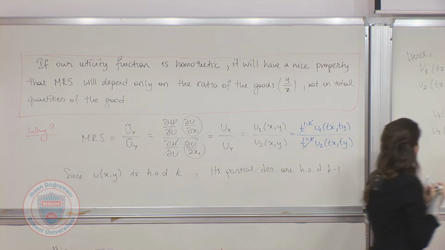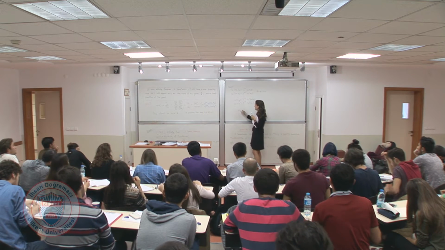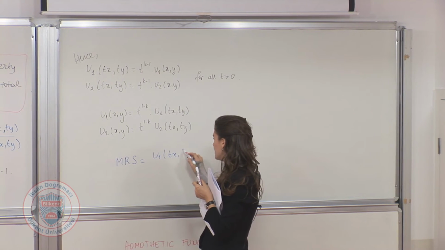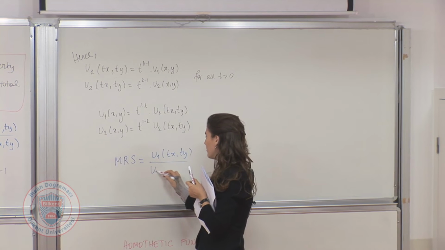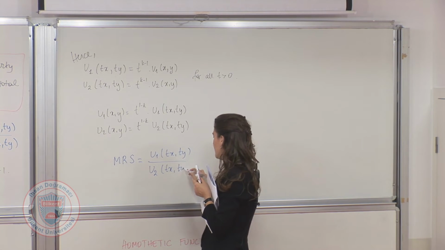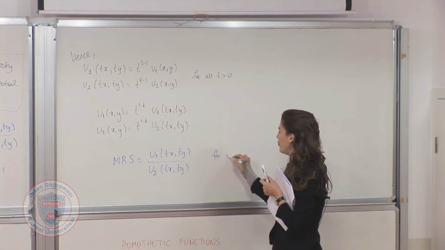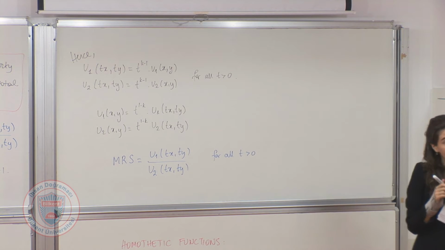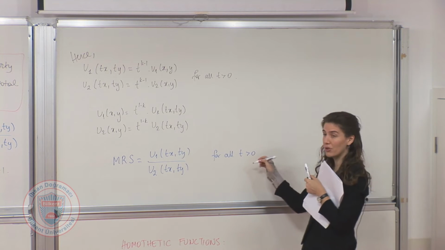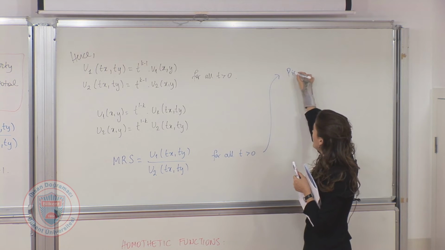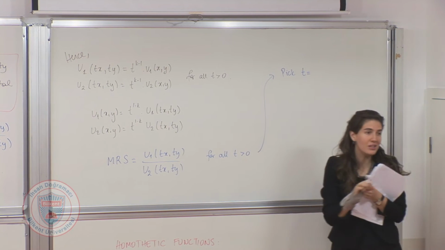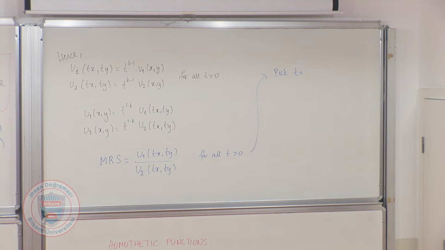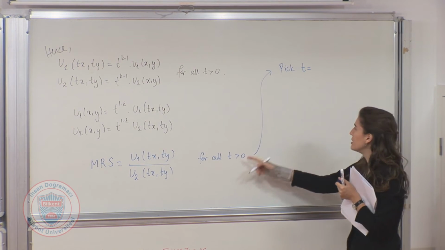So I'm left with what? It turns out that MRS equals U1(tx, ty) divided by U2(tx, ty), okay? And this is true for all t greater than 0. If this is true for all t greater than 0, then pick t, because it's true for any t, right? Any number that is greater than 0. Any real number that is greater than 0.